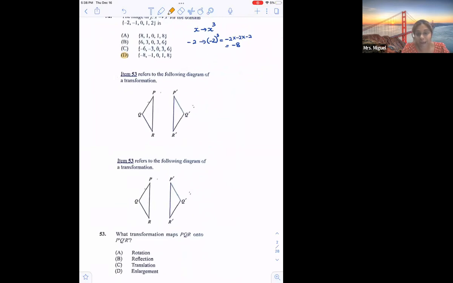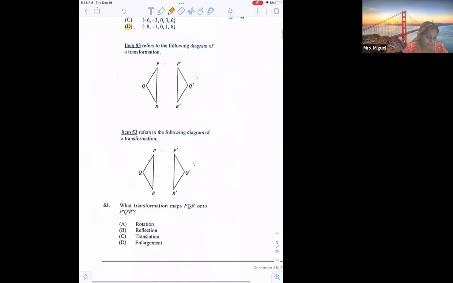53, which transformation best describes PQR to P prime, Q prime, R prime? So if I draw a line here, this is a reflection.